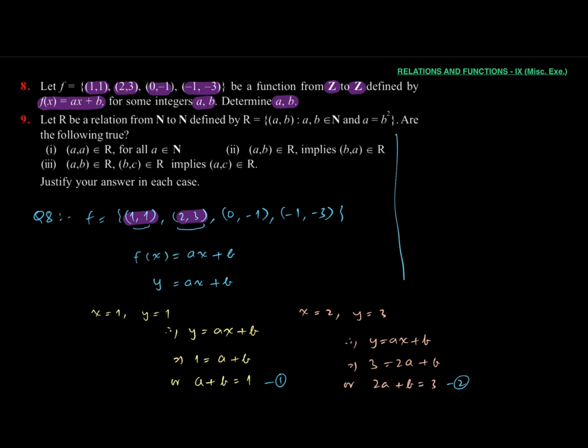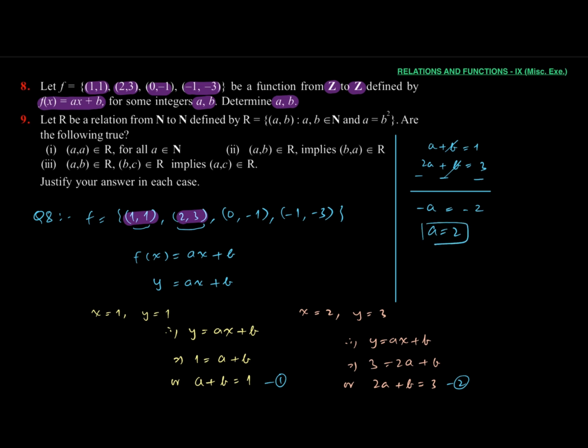On subtracting the second equation from the first, we'll be having a plus b is equal to 1, 2 times a plus b is equal to 3. This here will become negative, this one will also become negative, and this as well will become negative. Now cancelling out positive b and negative b, we'll be having a minus 2a is negative a and 1 minus 3 is negative 2, which means a is equal to 2. So this is the value of a.